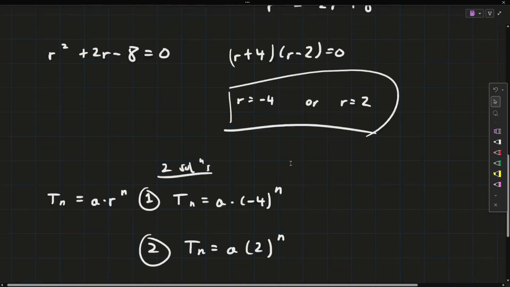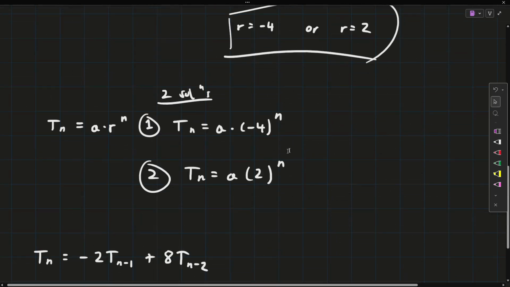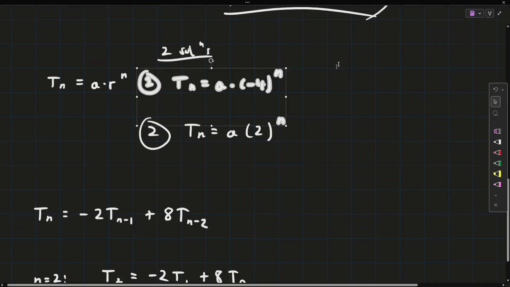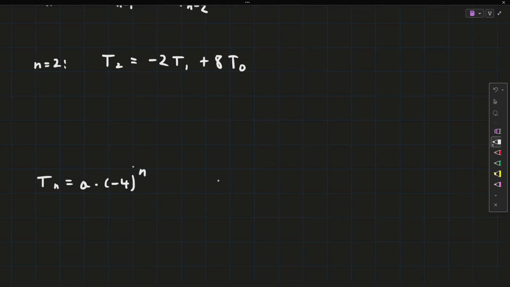So in the question, they might say t0 equals 1 and t1 is equal to 4, just for argument's sake. So we have two initial conditions. Now, the problem is, if we try to use one of these solutions, let me just take this solution. And remember that, as I said, t0 is equal to 1. So that would be equal to a times minus 4 to the power of 0. So that would mean that a is equal to 1.